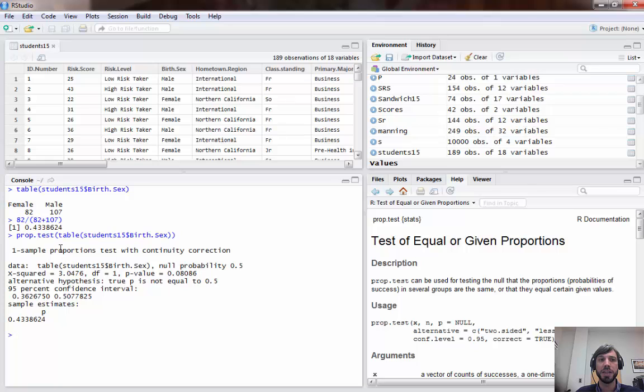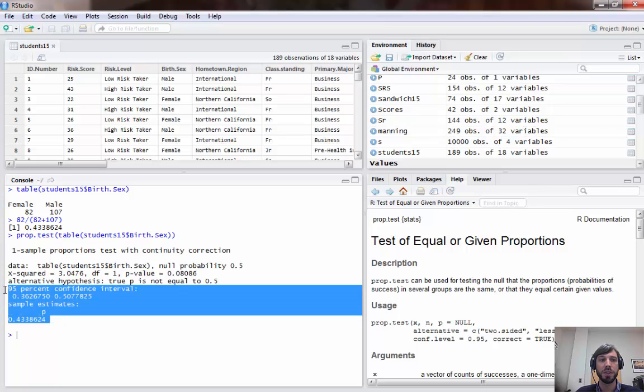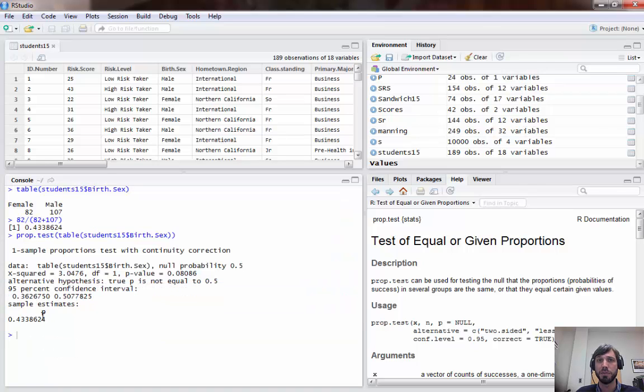And so you see here that this particular function outputs a great deal of information. The important stuff for this lab is these final parts. The sample estimate here, that's our point estimate for the population proportion. In other words, our sample proportion. And that's exactly what we got earlier when we did the simple computation here. We also have our 95% confidence interval, the lower bound and the upper bound.